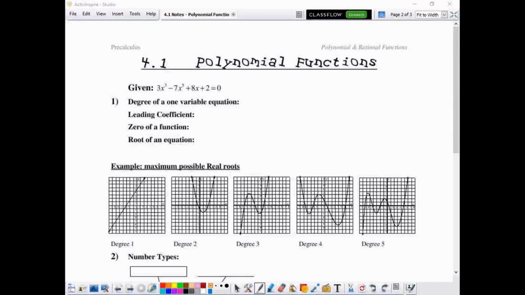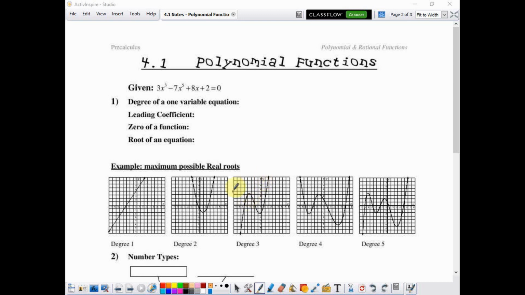Hey guys, today we're going to talk about polynomial functions. Specifically, we're actually going to talk about roots of polynomial functions. But before we get to the roots, there are some things about polynomial functions that we need to understand. First of all, the degree of a polynomial function.